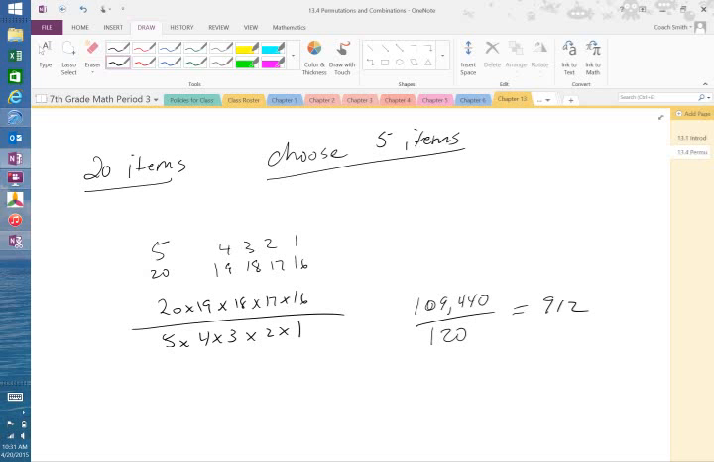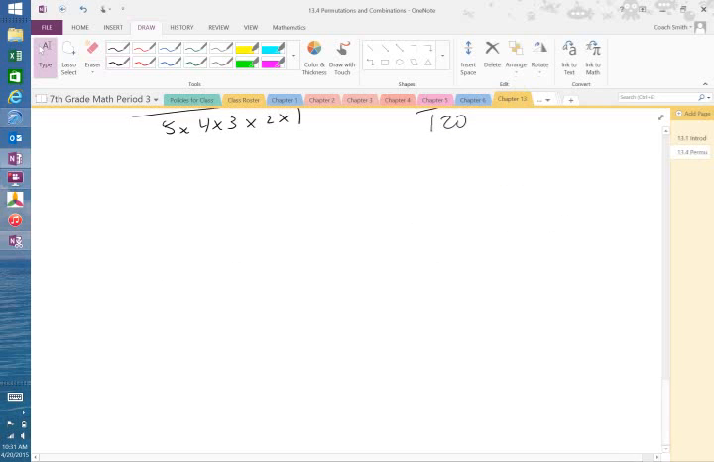Number 8 says, ways to arrange the letters in the word guitar. In other words, if I use the letters in the word guitar, how many different ways can I arrange them? It does matter what order they're in because they may spell guitar, they may spell something else. How many letters are in the word guitar? 6 letters. So I want to know how many ways I can rearrange those letters.